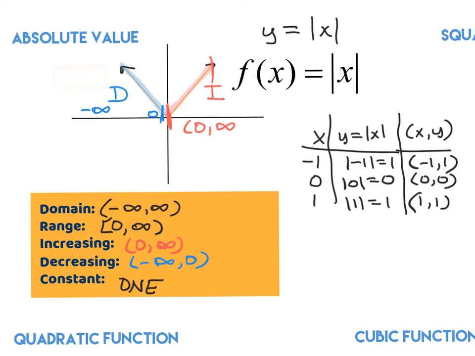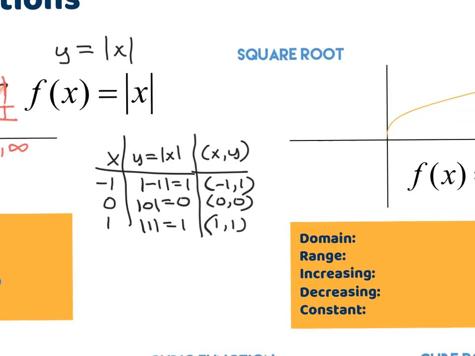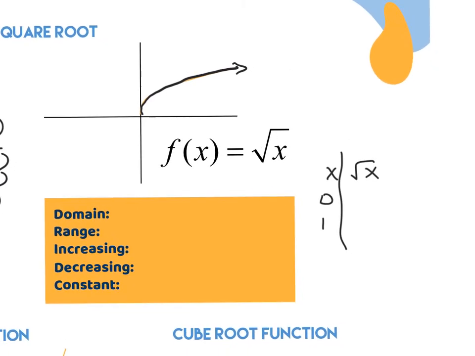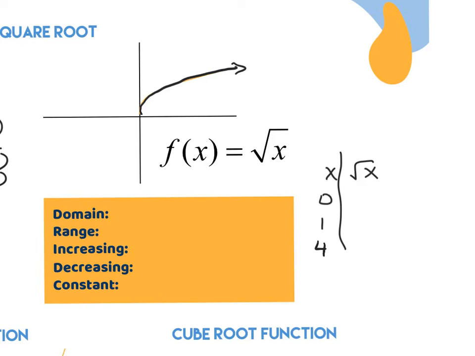The next parent function is the square root function. Remember, we do not want any imaginary solutions. So notice this graph is only going over here for positive x values. So when I go to make my little table here, instead of plugging in -1, I only want positive values, so I'm going to plug in 0, 1. Instead of plugging in 2, since I'm not using a calculator, I'm going to plug in a 4. These values you plug in can be whatever you want.